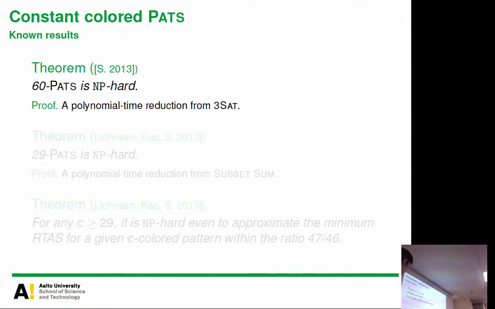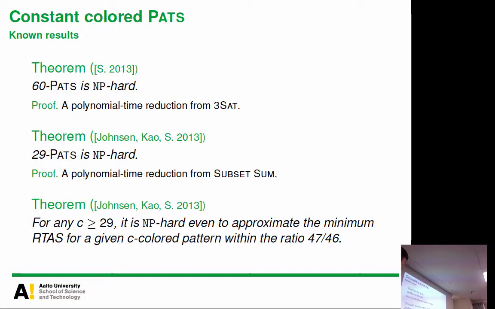That was the question. And then I proved that it's NP-hard for 60 colors. It's a polynomial time reduction. But people said 60 is nonsense, it's too much. Do you consider 60 different components on a circuit? So our answer is that 29 colors is NP-hard. It's by Professor Kao and Arek. We proved this and it was recently accepted to ISAAC.